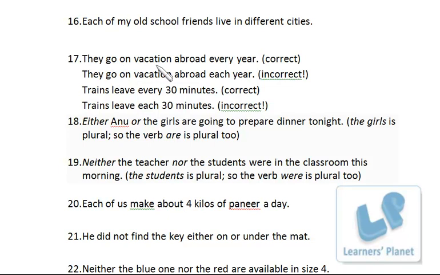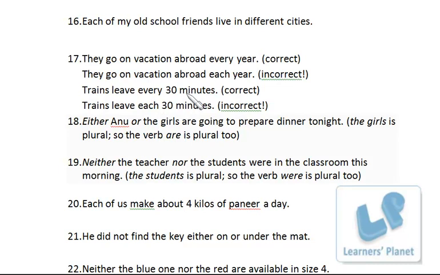They go on vacation abroad every year, right? When you have year, day, right? Or it's a routine or habit, or you do it regularly, then you use every. Okay, every year, every day, every week, every month. They go on vacation abroad each year. You cannot say that, right? Because you are talking about an indefinite number of years.